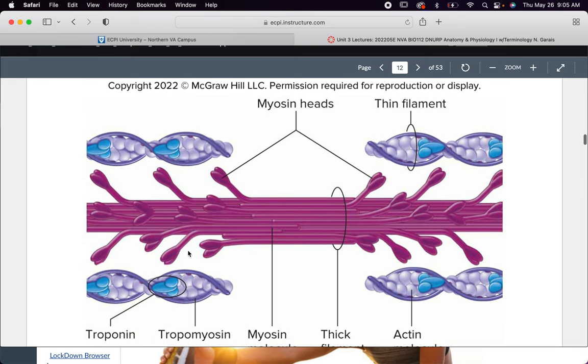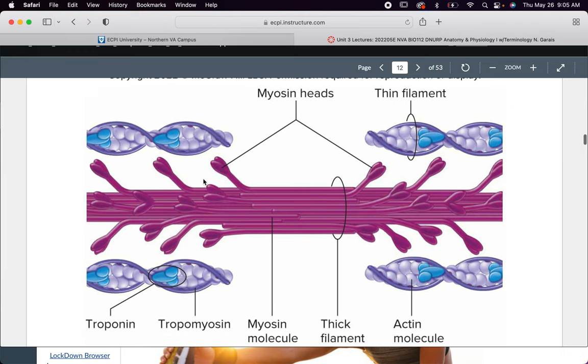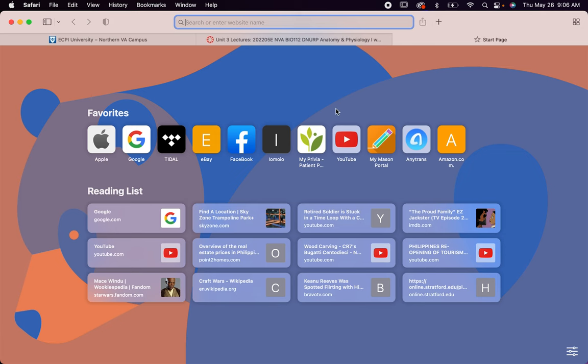So this is what they mean by myosin heads. They have these little protein heads here, and they connect to the thin filament, which is actin. So you've got to use your imagination a little bit that it hooks onto here and then it pulls this way. And this thing hooks onto here and then pulls this way. So if both sides of the myosin start pulling on the actin, then you could see how everything gets shorter. Let's see if we can find a video.